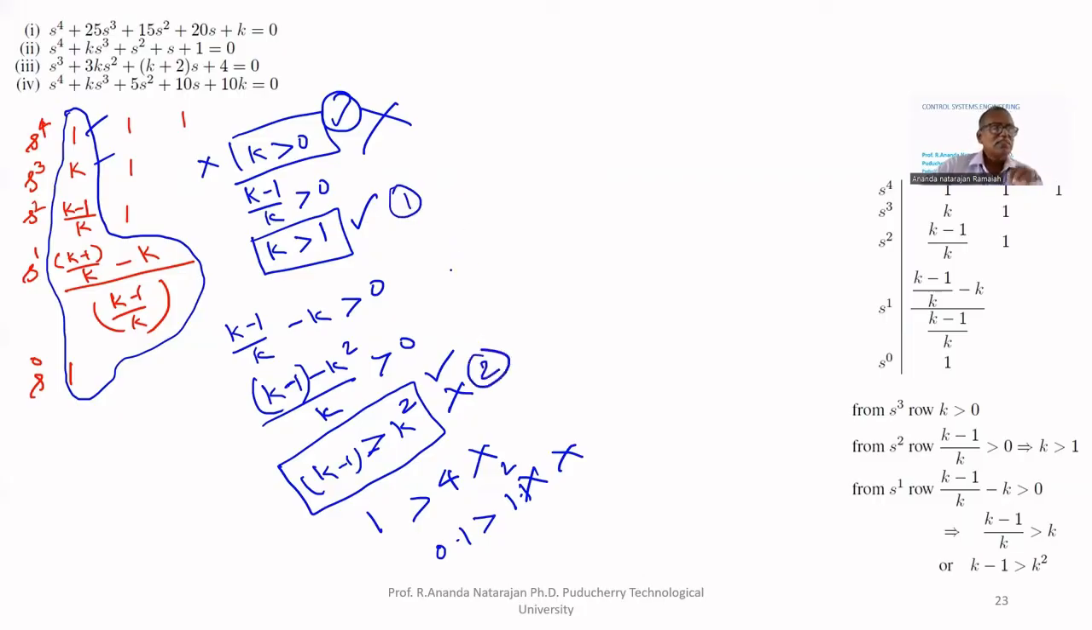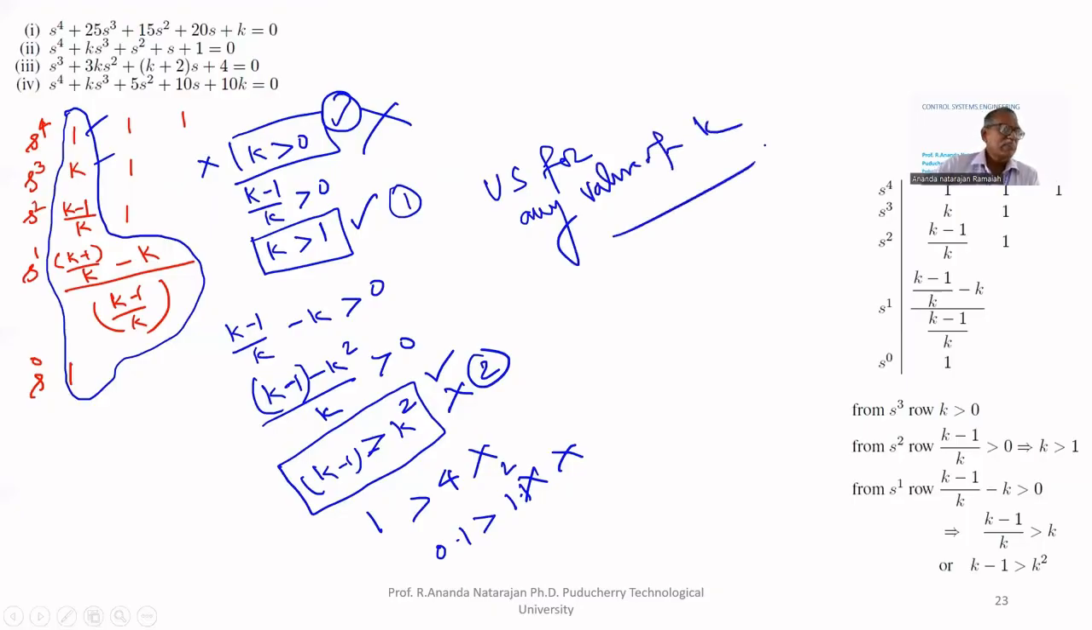Therefore, the system is unstable for any value of k. The system is unstable for all values of k. Whatever may be the value of k, the system is unstable. So we cannot find a case to satisfy these two conditions together.